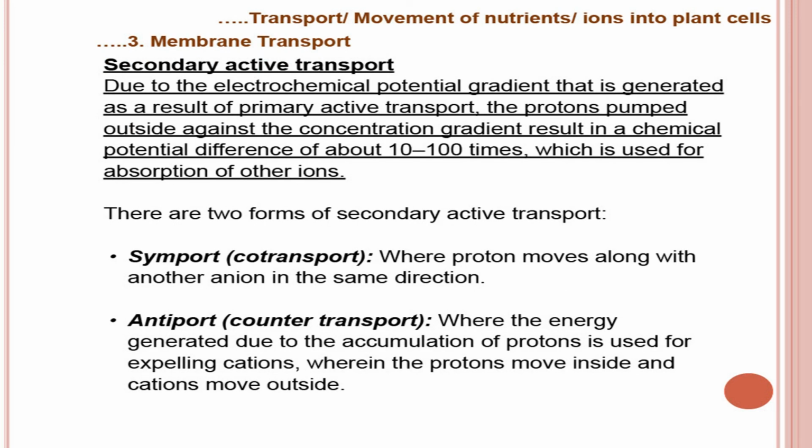Now, we continue with the membrane transport, secondary active transport. Due to the electrochemical potential gradient that is generated as a result of primary active transport, the protons pumped outside against the concentration gradient result in a chemical potential difference of about 10 to 100 times, which is used for absorption of other ions. So, we can divide this secondary active transport into two groups. One is symport, some people call it co-transport. In this case, the proton moves along with another anion in the same direction.